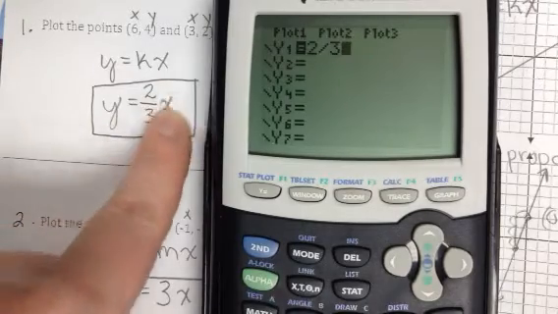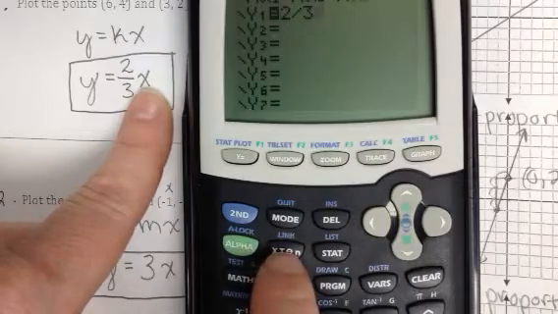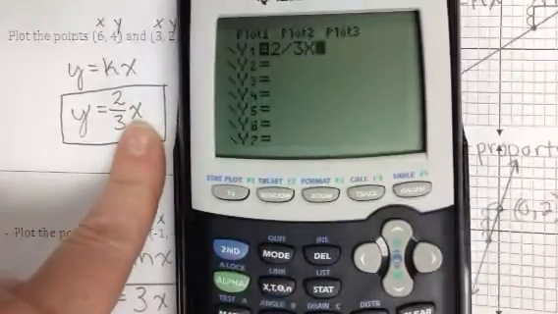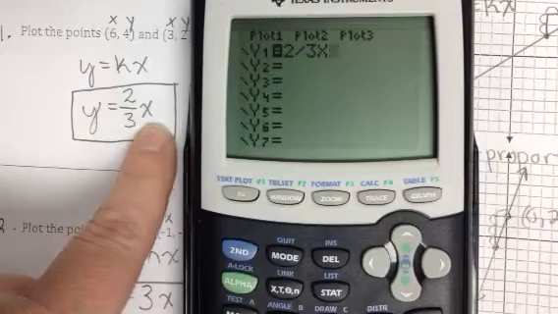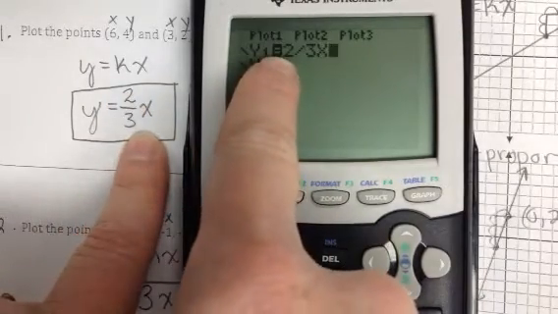Whenever you type in the variable x, you have to use this one that's right under the mode key. Okay, so this was a short equation. We only typed in the part behind the equals because y and equals was already in there.